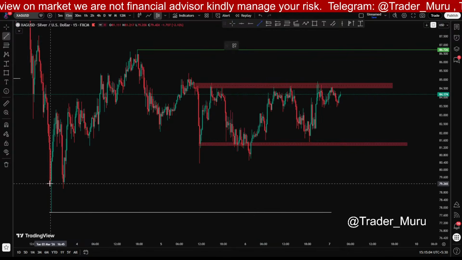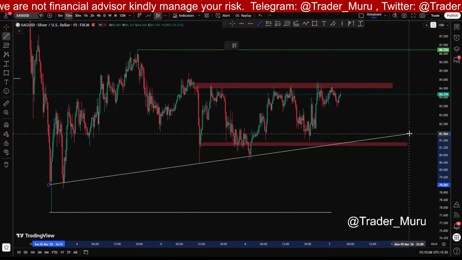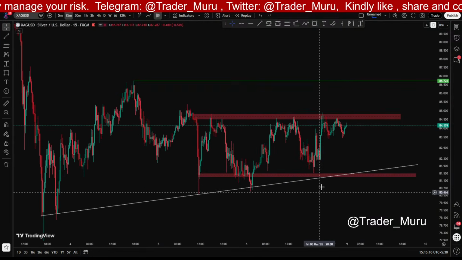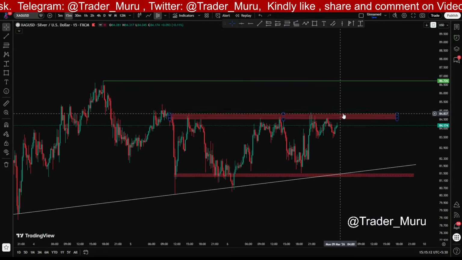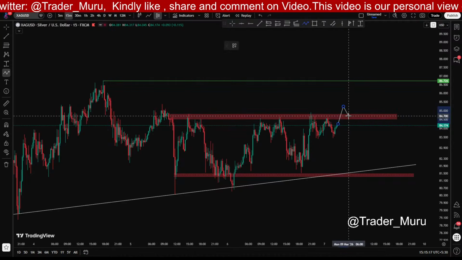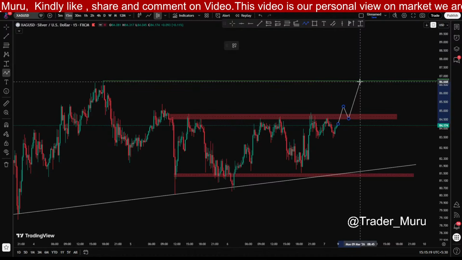If I put a trend line here, then it will be from this one. So until this high gets broken, we can expect a drop. Once it gets flipped, price can test this high again.